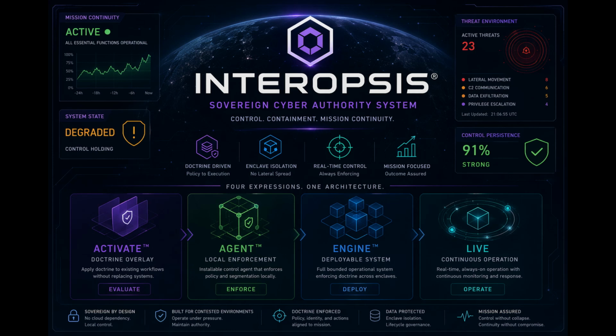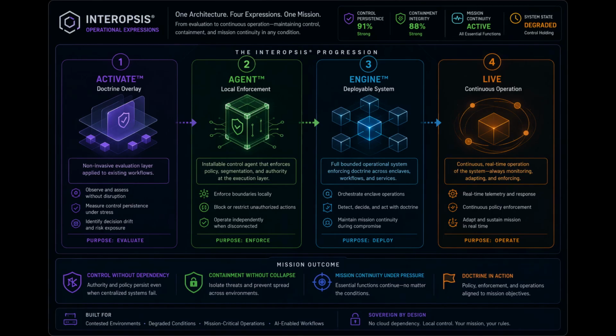This technical demonstration shows how that system can be represented through 4 expressions: activate, agent, engine, and live, using a bounded mock operational scenario. The system is expressed as a progression. Activate is the lightest expression, a doctrine overlay applied to existing environments. Agent introduces local enforcement at the execution layer. Engine is the full bounded operational system expression, the deployable environment in which doctrine becomes executable. And live is the continuously operating state of that system, where the control loop remains active in real time. These are not unrelated products. They are one architecture expressed at different levels of operational control.